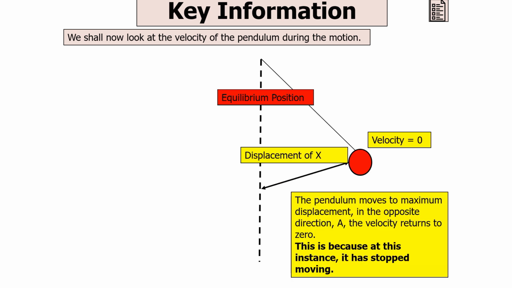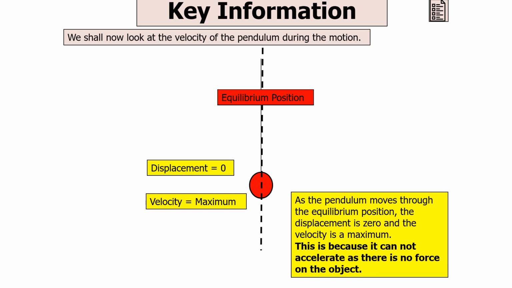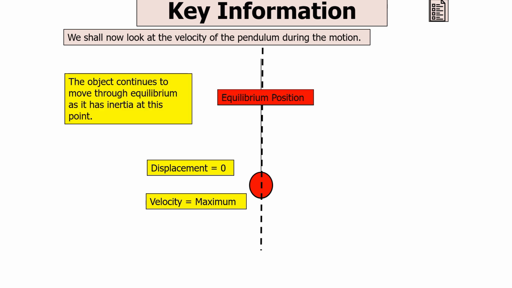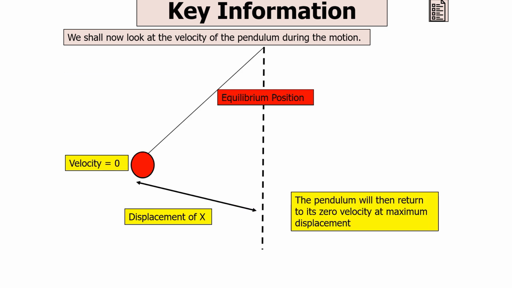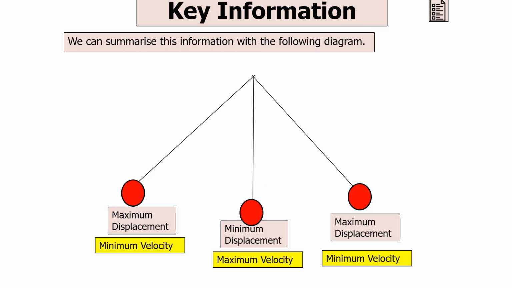Then, when we've got a displacement of x, once again, the velocity is equal to 0, because at this instance, the object has stopped moving. Once again, we go back to the equilibrium position, the displacement is 0, the velocity is a maximum, because there's no more restoring force or resultant force acting on our object at this point. But again, the object will continue to move through equilibrium as it has inertia at this point. The pendulum then returns to 0 velocity at its maximum displacement at the start of the cycle. So we can see here on our following diagram that when you have maximum displacement you have minimum velocity, and when you have minimum displacement you have maximum velocity.